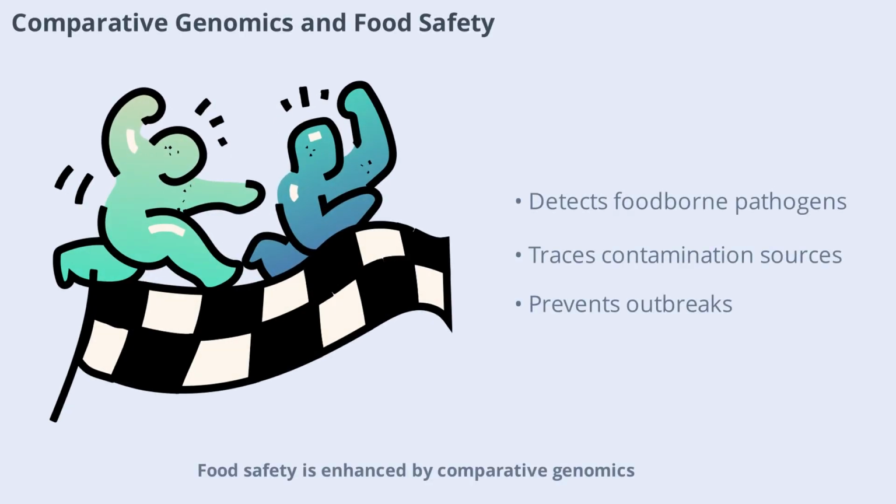Food safety is enhanced by comparative genomics, which helps detect and trace foodborne pathogens. By comparing the genomes of bacteria from food samples and outbreaks, scientists can identify contamination sources and implement measures to prevent future incidents, protecting public health.